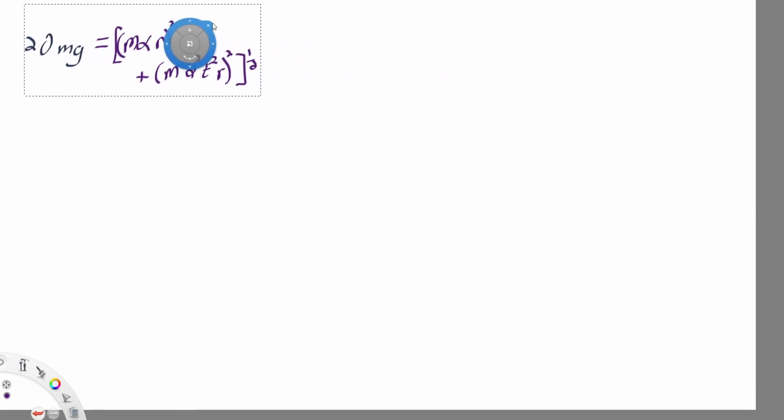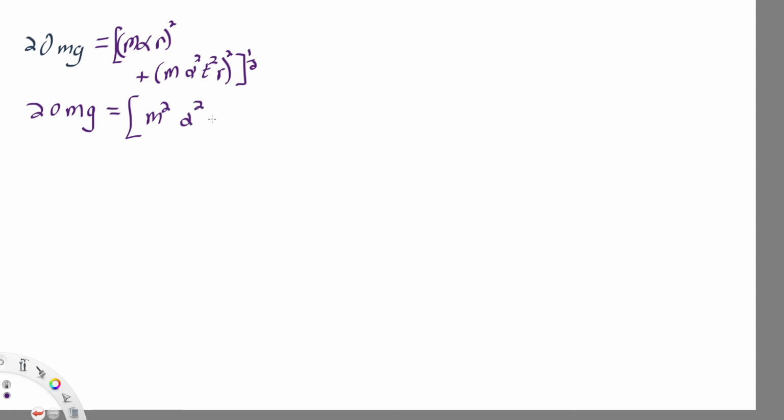Give ourselves some room to finish this off. All right. So the first thing I'm going to do is expand those squares inside the square root. So we get m squared alpha squared r squared plus m squared alpha to the 4th, t to the 4th, r squared, all of that square rooted.